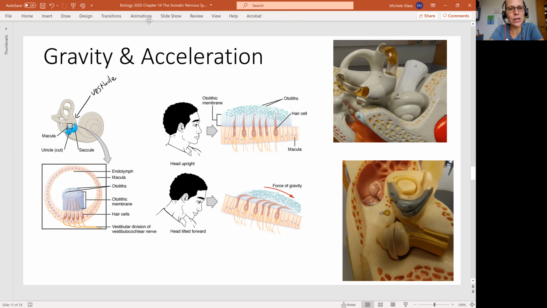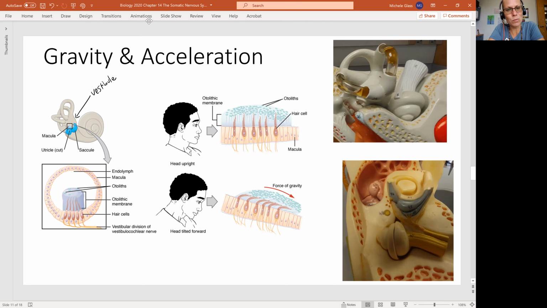So remember, the inner ear has three parts. It has that snail shell looking cochlea. It has what might be described as like the body of the snail. That would be the vestibule. And then it has those three semicircular canals. And so we're looking at this kind of space in the middle of the inner ear called the vestibule.